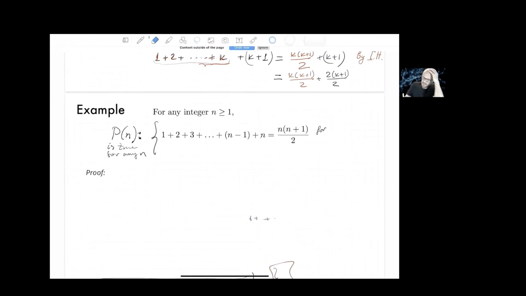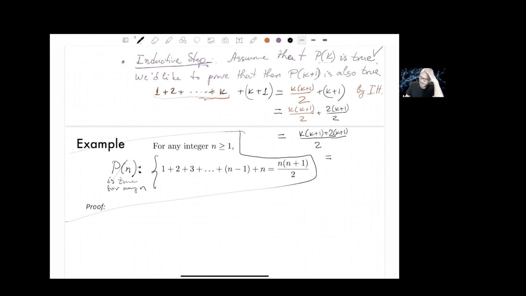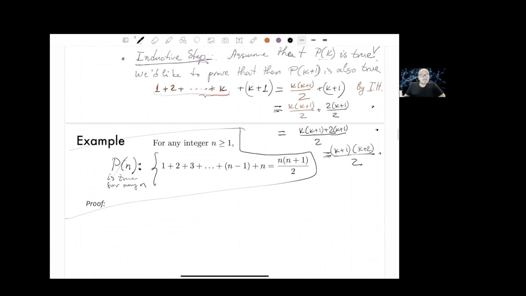Okay, continuing here. This is equal to k plus 1 plus 2 k plus 1, right? Which is the same as, well, common factor k plus 1, and I'm left with k plus 2 in there, divided by 2. So that's just algebra. All these equalities, all these equals, that's just algebra. There's nothing interesting there, just algebraic manipulations.